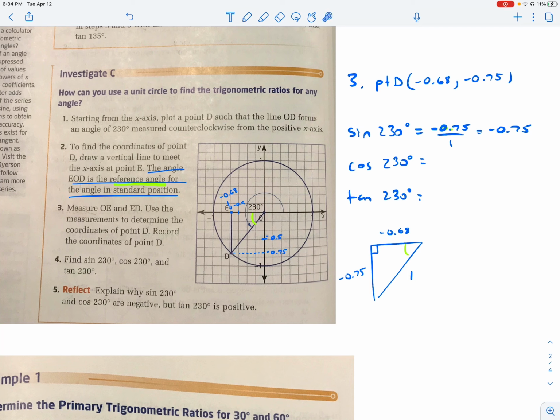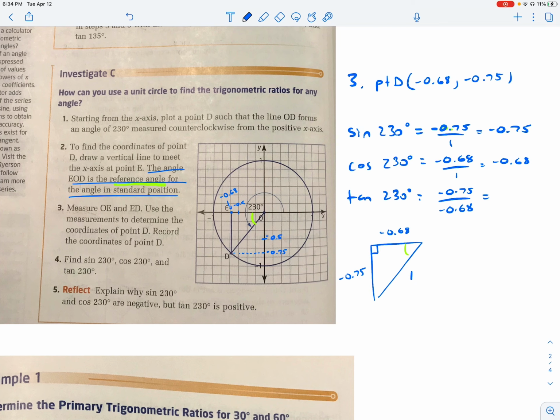Cos of 230 is going to be adjacent over hypotenuse. So we'll have negative 0.68 over 1, which is just negative 0.68. And to do tan, it's going to be opposite over adjacent. So negative 0.75 over negative 0.68.